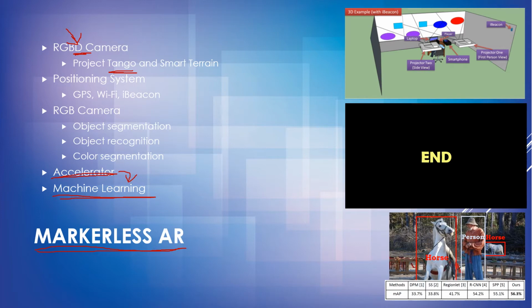Some AR also uses GPS, Wi-Fi, and iBeacon to estimate the locations. Of course, also the MPX, etc. And then some of them completely use software solutions. For example, they only use the RGB camera, and then they use object segmentation, object recognition, and camera segmentation to know what the object is and try to project the wording or information on it. It all belongs to markerless AR.